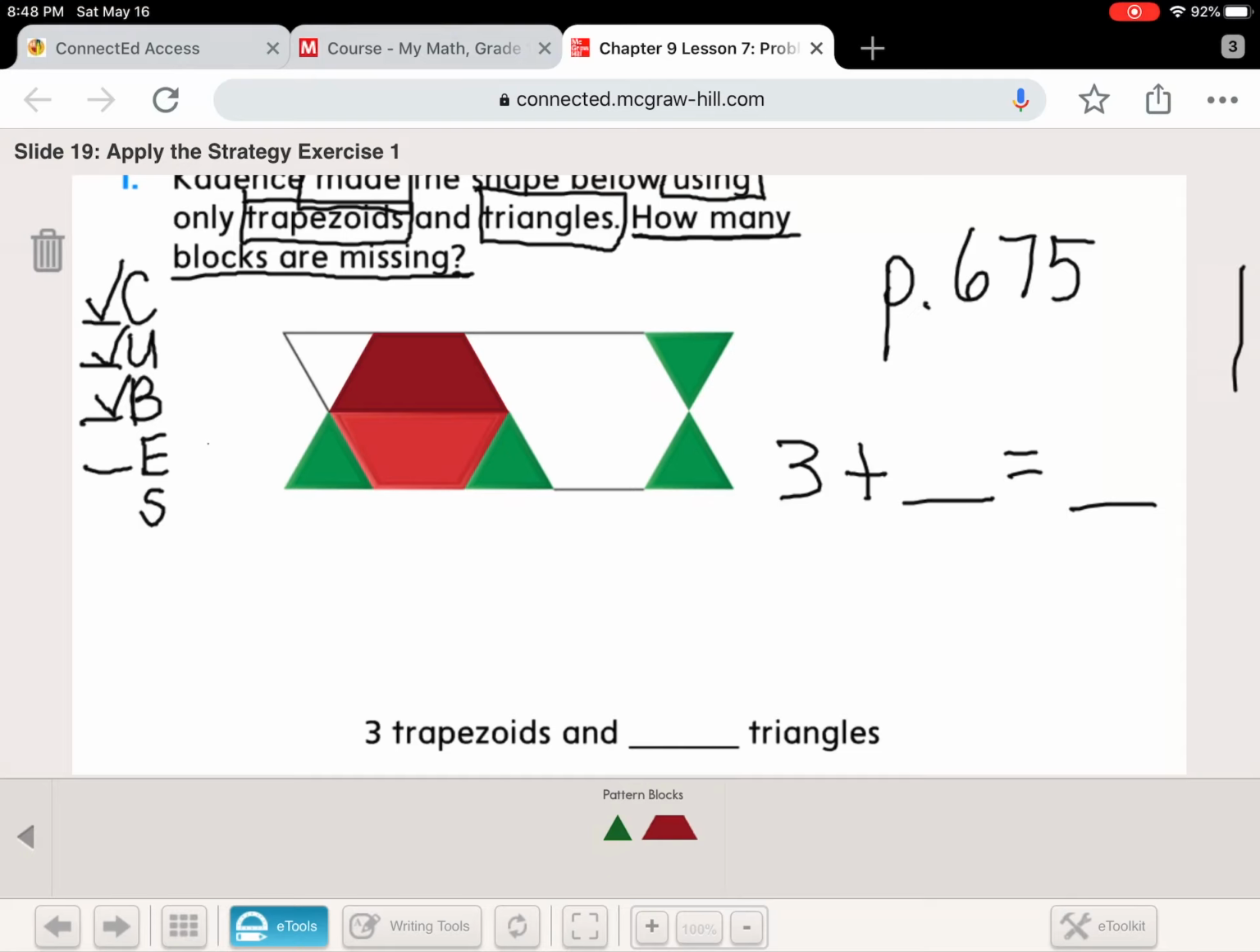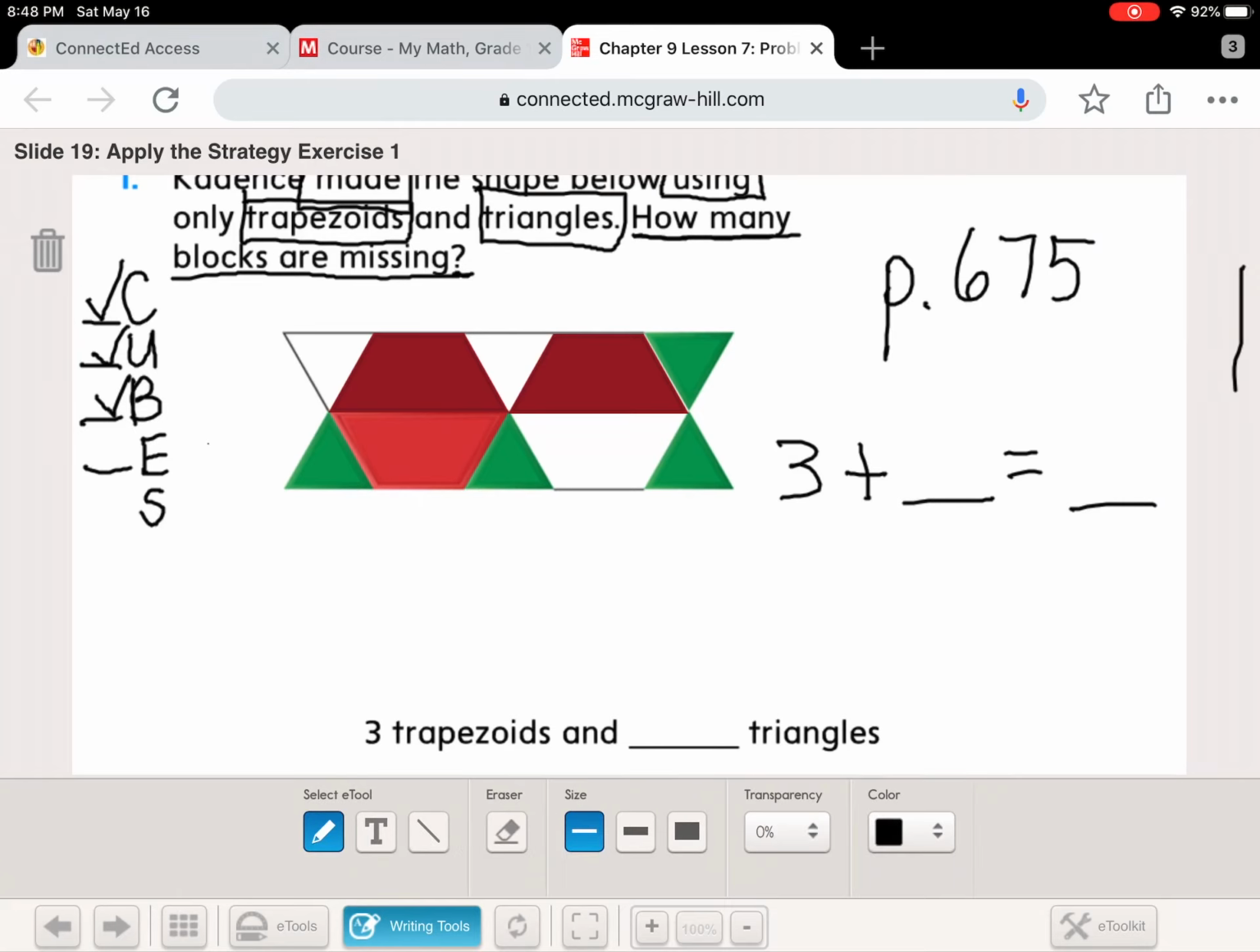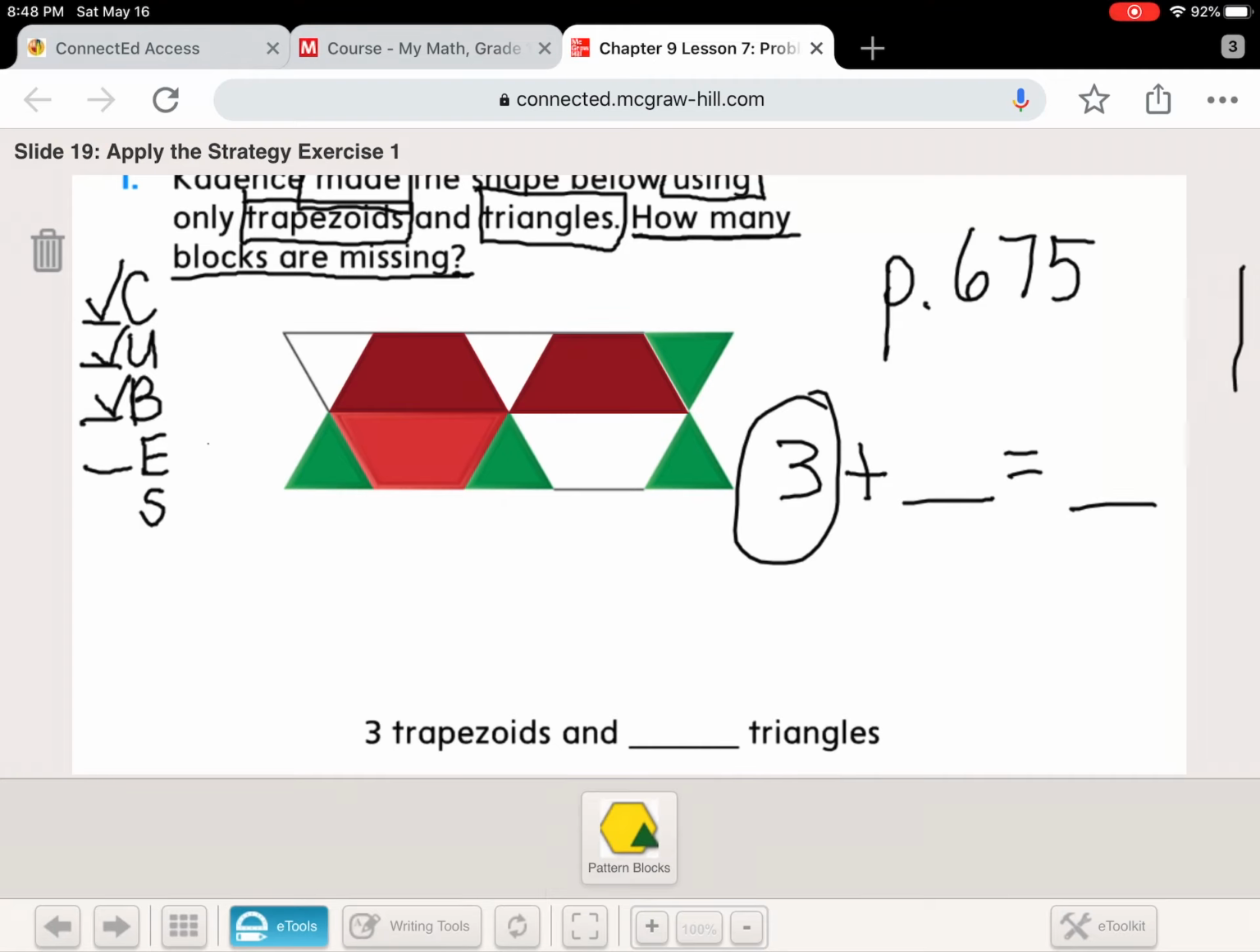And let's see, I have to use 3 trapezoids. Have I used 3 trapezoids? Nope, that's just 2 so far. Let's put another one over here. Now, have I used 3 trapezoids? Yes, good job. So that's my 3 trapezoids that they wanted me to use. Now the rest have to be triangles. Do you see some triangles? I already see some white triangles there. Let's use our pattern blocks and put the triangles where they go.